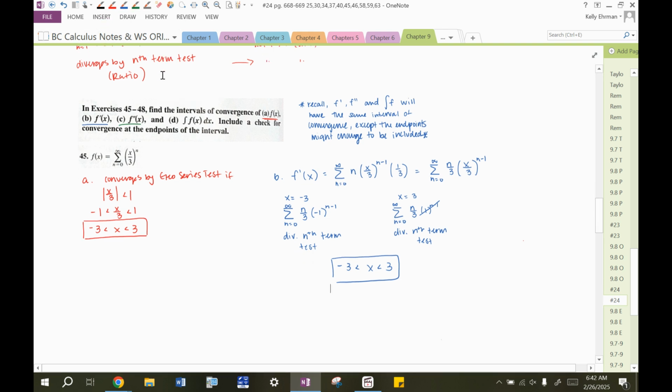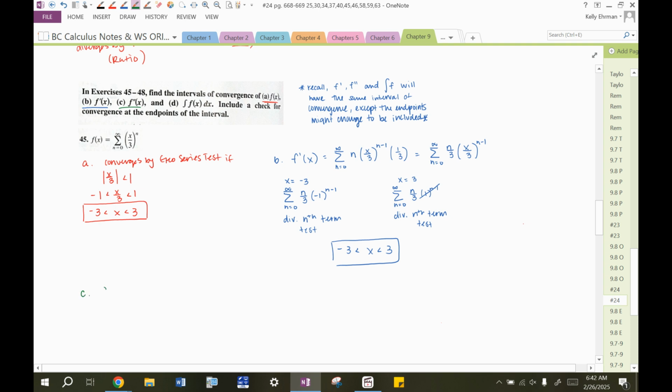Part C says find f double prime of x. So now this just means taking the derivative of the derivative. So I'm going to use my simplified version here. So you would have n over 3, that's a constant, multiplied by the old exponent, times x over 3 to the n minus 2. And then again, you'd have the chain rule in here, times 1/3. So let's just clean that up so that we can check the endpoints again.